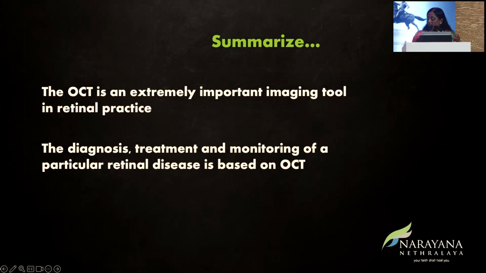Aditi, can you please wrap it up? Yes. So to summarize, the OCT is an important, extremely important tool for all subspecialties, I feel, because it's a simple tool, and it's very graphic, and it shows you all the diseases very clearly in the layers.